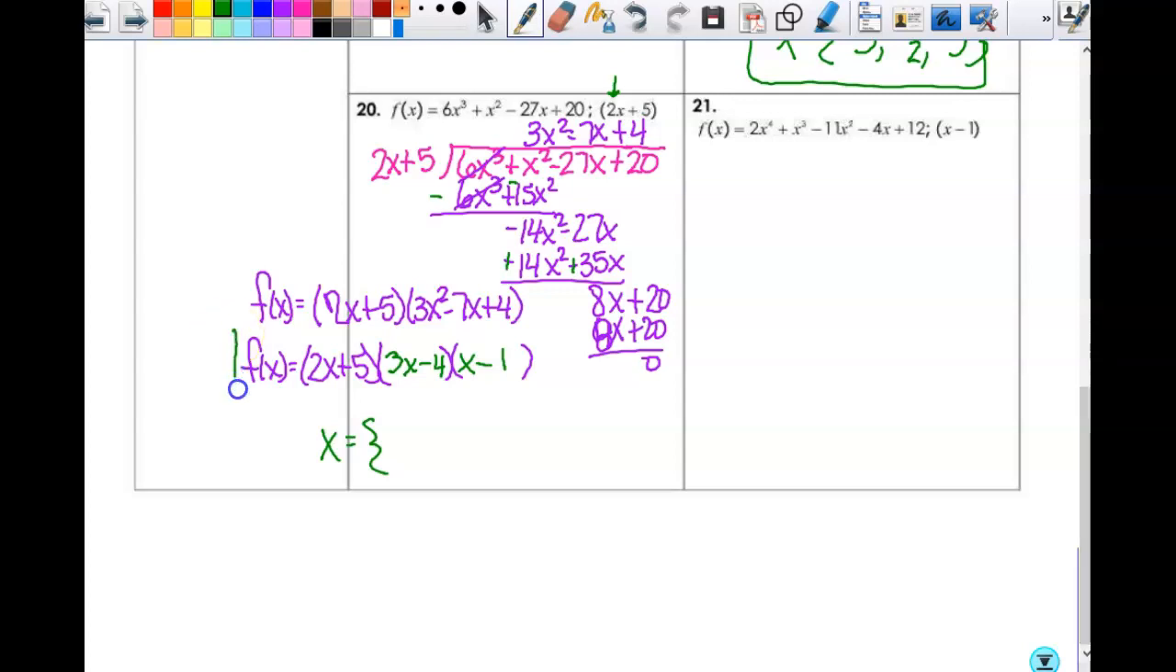All right, so then what would our smallest x value be? Negative 5 over 2. And then 1, and then 4/3. Okay, good.